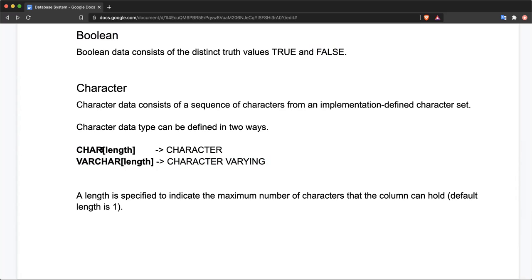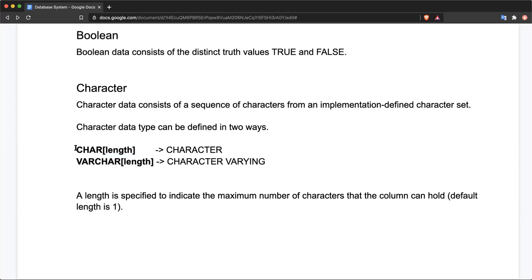Also note that there is an optional length, say the number of characters that a column can hold. So if a column is defined with the character data type, optionally a length for the number of characters can be provided for the column length. And this length by default is 1. It means the column will only be able to hold one character if no length is provided.